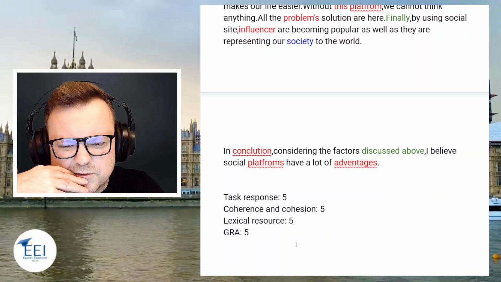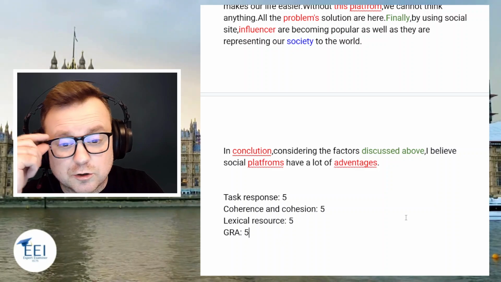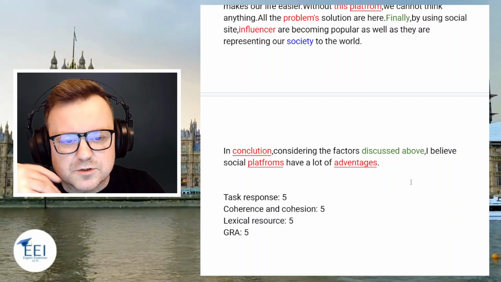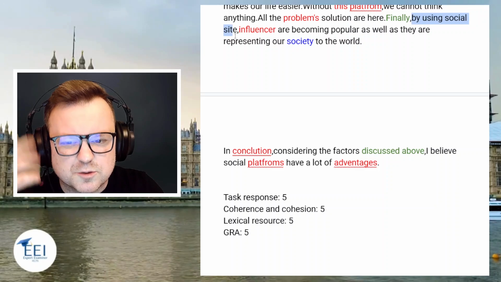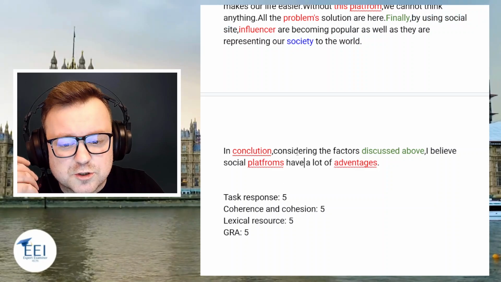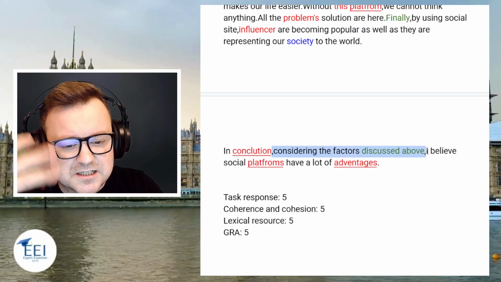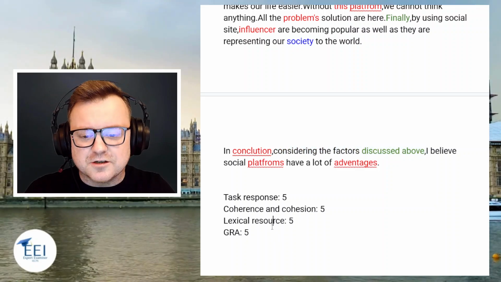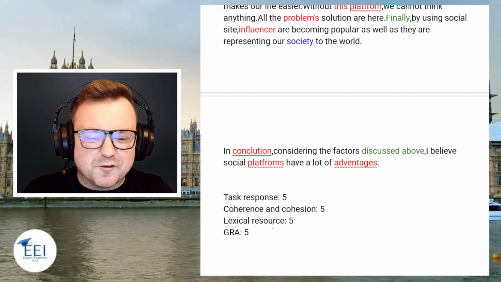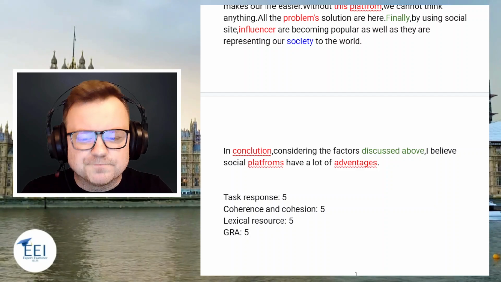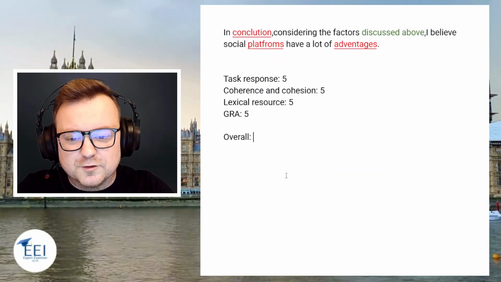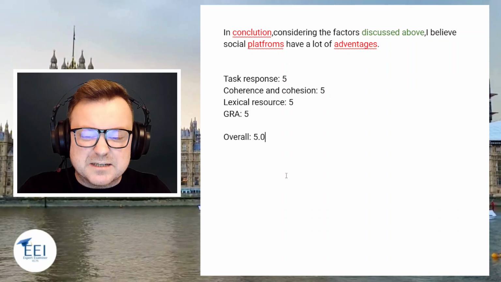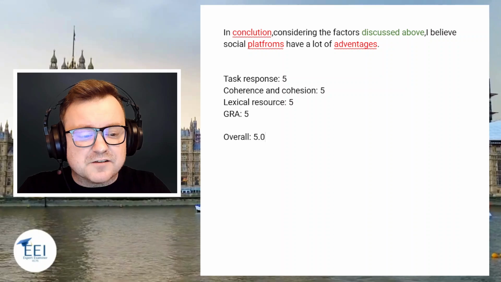Yeah, so I think probably there's just a lack of control of grammar. But there are some attempts to use some nice grammar. I like this: by using social site. It should be social sites, not site. And I also really love this: considering the factors discussed above. So there are flashes of really good grammar there, but for me, the accuracy just pulls it down. So overall, you might find this one easy to guess, overall it is 5.0, which is intermediate B1, and I think that is a fair reflection.